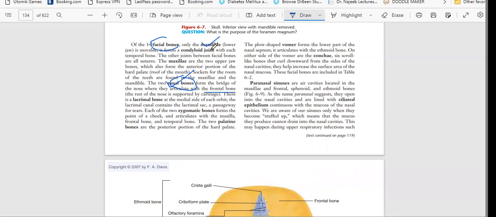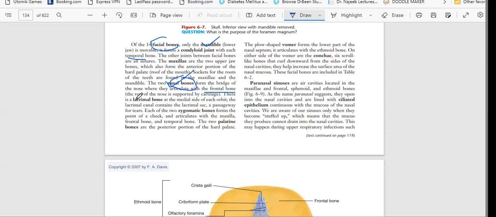So among the facial bones, the mandible and maxilla are connected mostly to the temporal bone. This is the temporal bone. The mandible and maxilla are connected to the temporal bone, but the nasal bones are connected to the frontal bone. This is the frontal bone. These are the nasal bones.